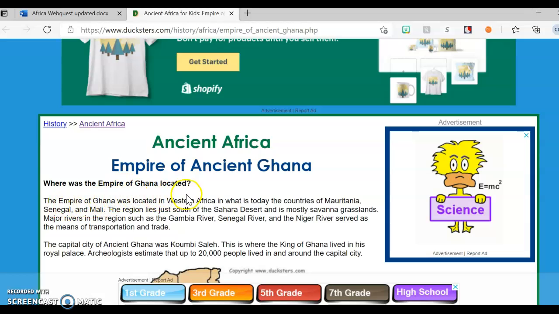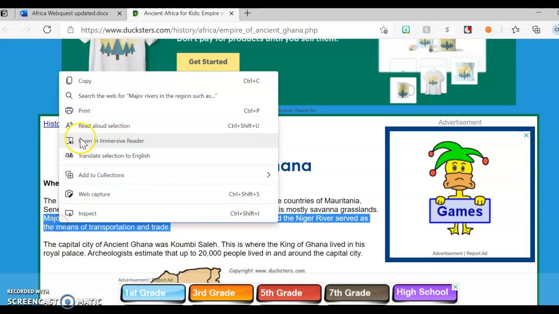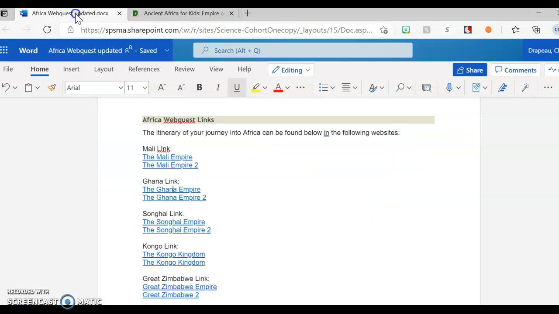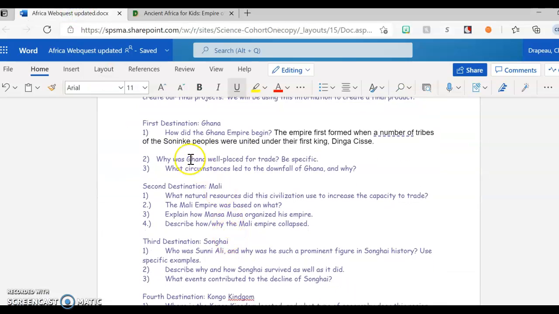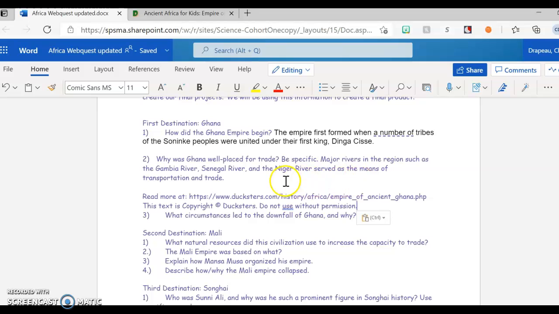The Empire of Ghana, located in Western Africa. Today, the region lies just south of the desert. It's mostly savanna grasslands. Major rivers in the region served as means of transportation and trade. Okay, so there are so many rivers, and this makes it a good location for trade. So I'm going to highlight this, copy, go back to my web quest, and next to number 2, put a space, and then paste text only. Okay, and it gives me the answer: major rivers.